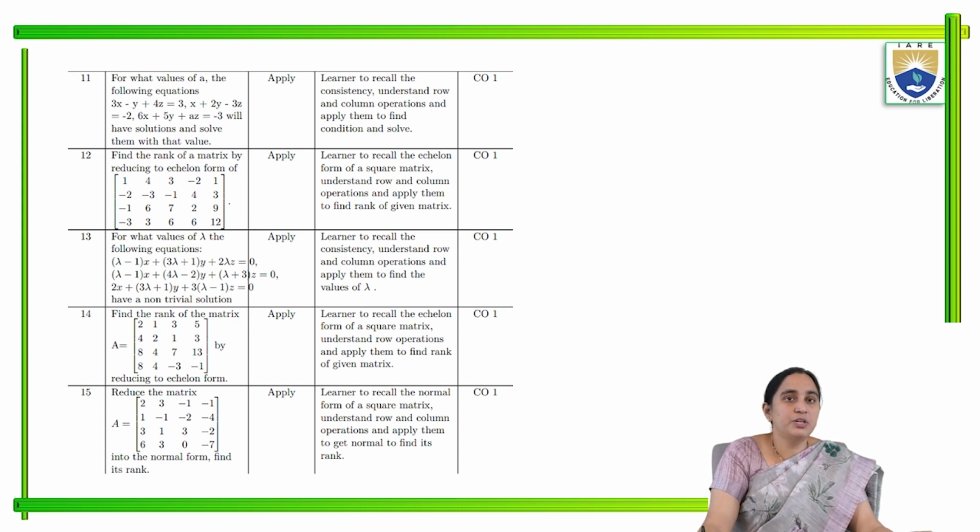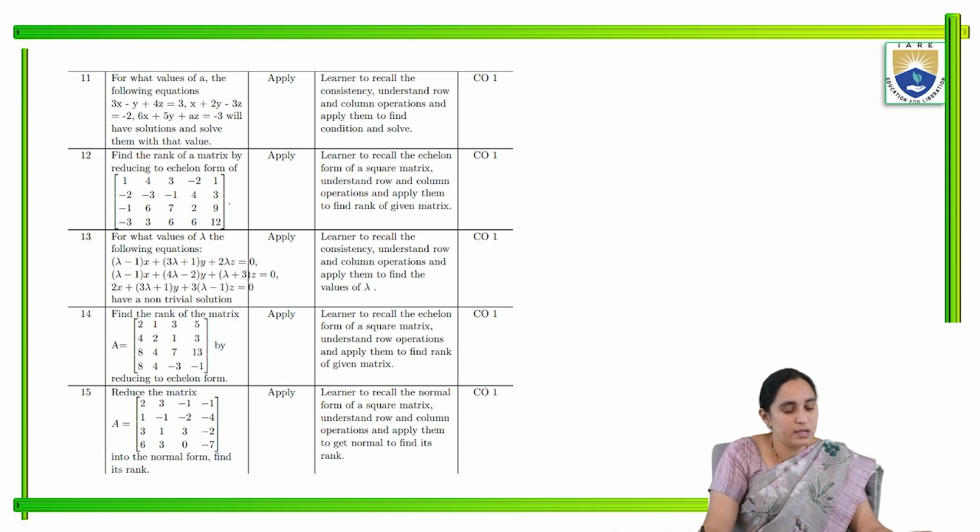Next one, reduce the matrix A is equal to 2, 3, minus 1, minus 1, 1, minus 1, minus 2, minus 4, 3, 1, 3, minus 2, 6, 3, 0, minus 7 into the normal form and find its rank.